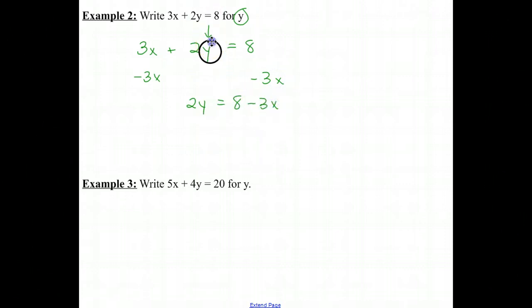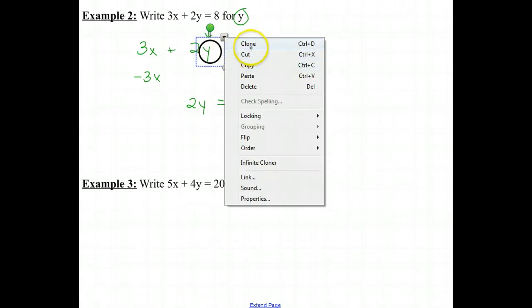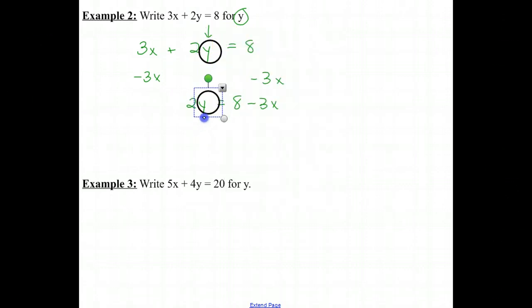Again, I'm still trying to rewrite for that y. So what I need to get rid of is the 2. The inverse of multiplying by 2 is to divide both sides by 2. And I'm going to get y is equal to 8 minus 3x all over 2. This can be simplified further. At this point, that's not going to be my focus. We will come back to that later. But for now, can you isolate the y?